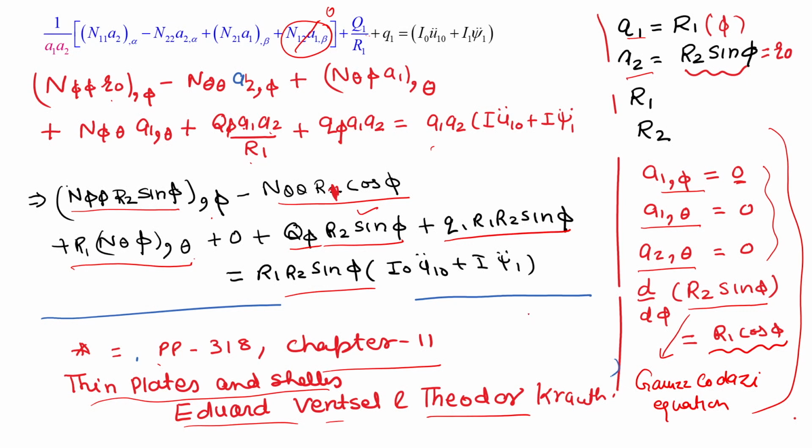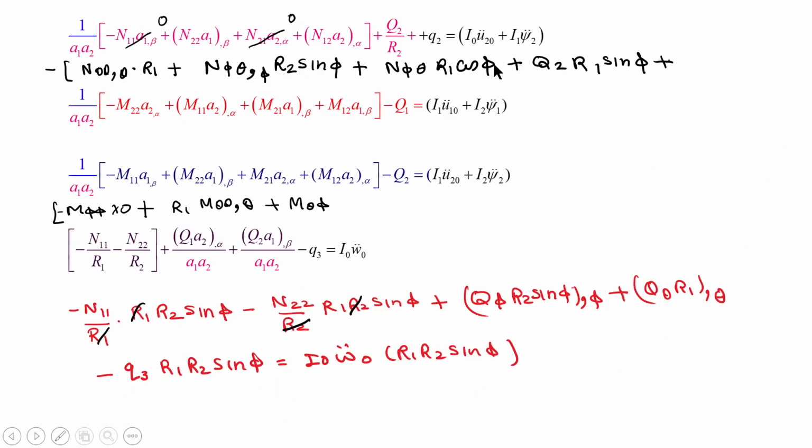So, if r1 equals r2 equals r, then we can get these equations for the case of a spherical shell. Otherwise, the shell may have an elliptical kind of shape or some different shell surfaces. In the same way, we can get the set of equations in the second direction, and then the third and fourth directions.